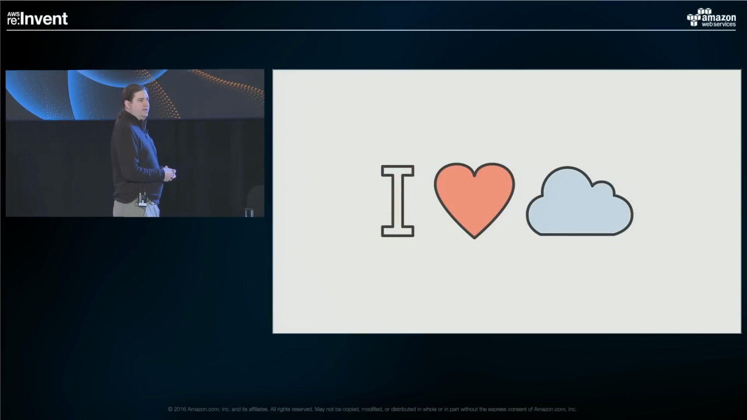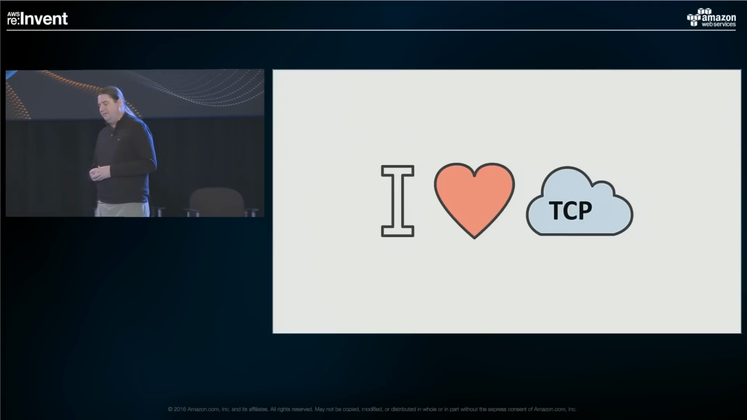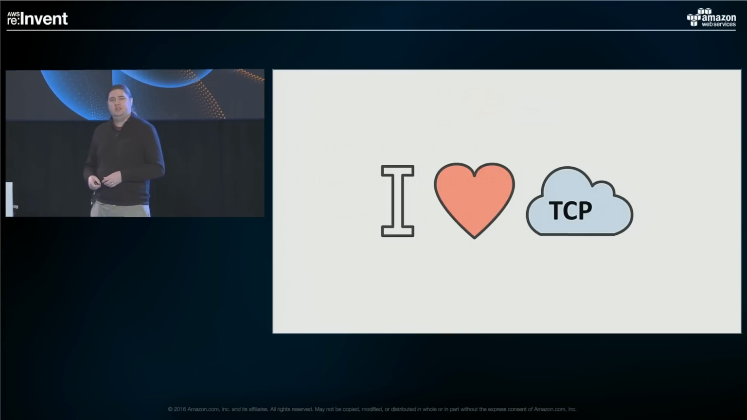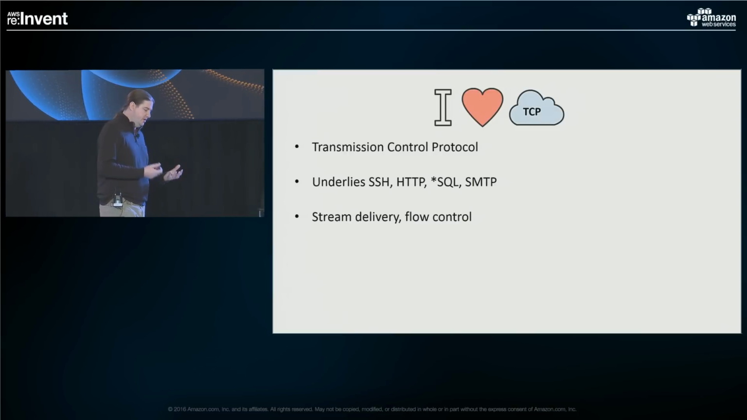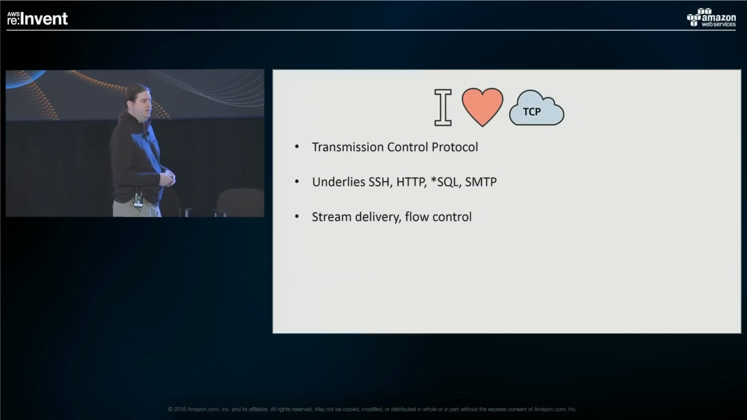So I've been working at Amazon for a little over 7 years now, and I really love working on the cloud. And I've spent almost all my time in that duration in the EC2 networking organization. And so I've really come to love TCP too. So TCP, of course, is the Transmission Control Protocol. It's the protocol that underlies most, not all, but most application layer protocols out there.